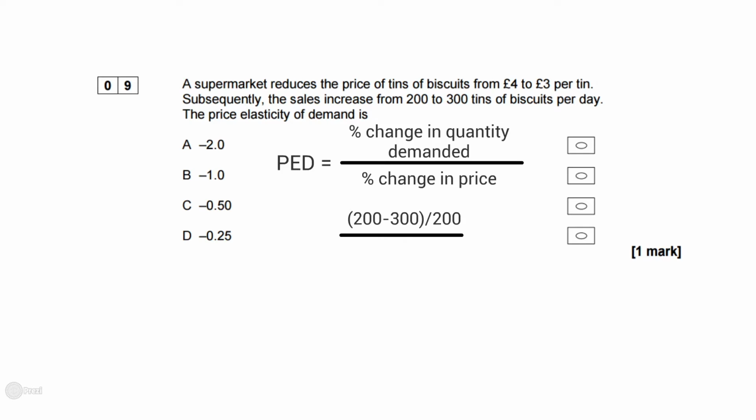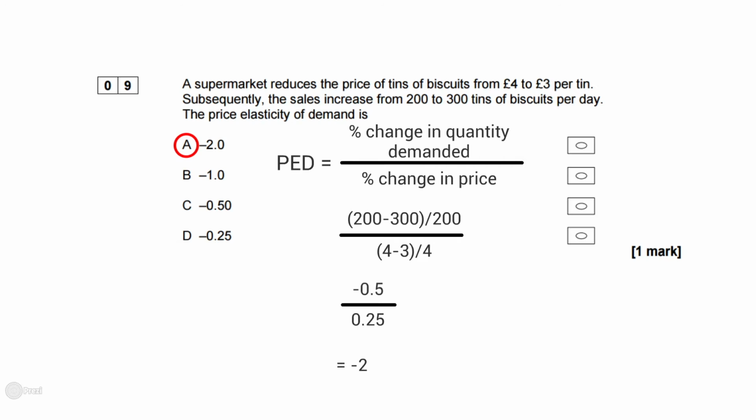Then, to find out the percentage change in price, we do the price originally, which was 4, minus the new price, which is 3, and 4 minus 3 is 1, and then we divide this by the original price, which is 4. This gives us a value of 0.25. So we have minus 0.5 divided by 0.25, which gives us a value of minus 2. And this is answer A.